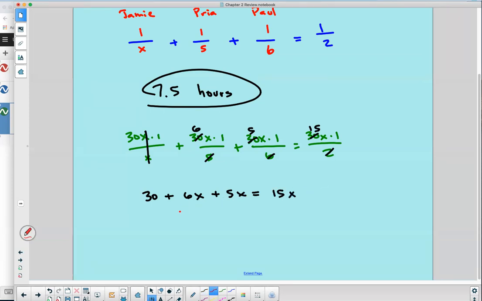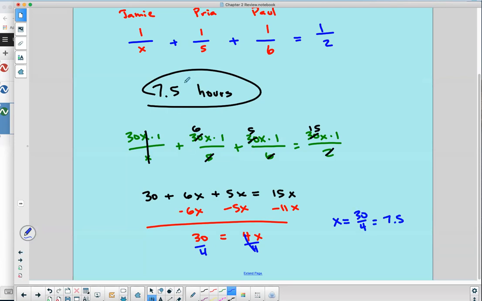And to solve this, I'm going to subtract 6x, I'm going to subtract 5x, which is basically subtracting 11x. Minus 6 minus 5 is the same thing as minus 11. I'm going fast because I doubt any of y'all will use this technique. So I'm getting 30 equals 4x, and then you divide by 4. 30 over 4 is the same thing as 7.5. And that's how you get that.